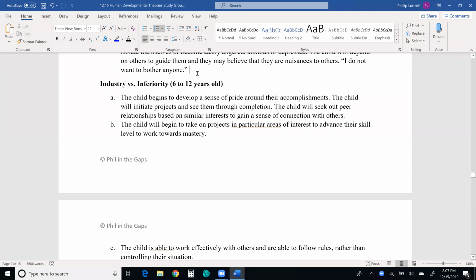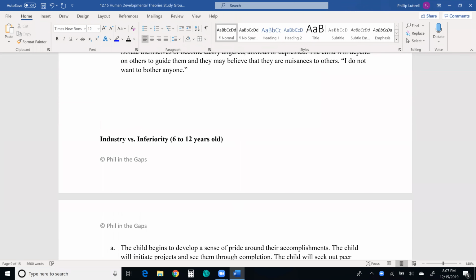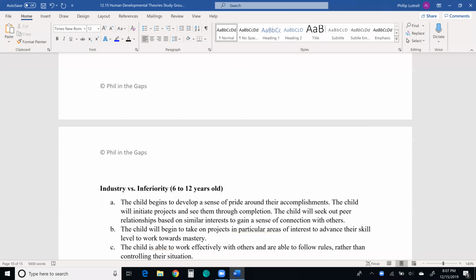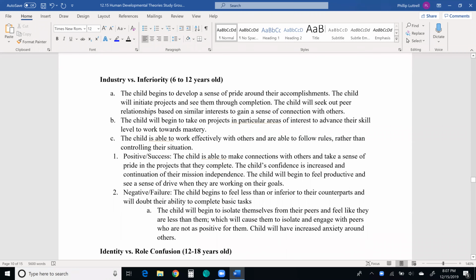And then the next stage, industry versus inferiority, is from 6 to 12 years old. So this is where the child begins to develop a sense of pride around their accomplishments, and the child will initiate projects and see them through completion. So before they are initiating things, maybe not completing it, but just kind of get an exposure to what will work for them comparative to what they actually can do.